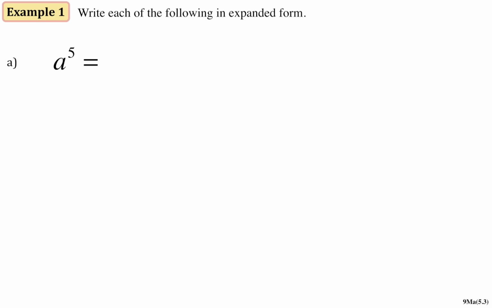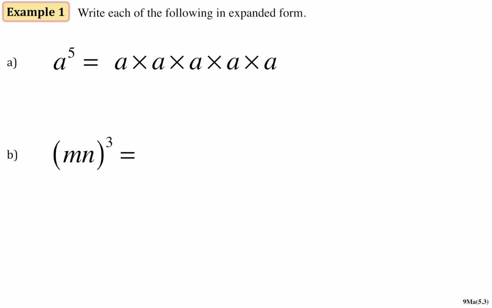Let's try our examples now. We need to write a to the power of 5 in expanded form, so that means we're multiplying a by itself 5 times: a times a times a times a times a. So there's 5 a's there with multiplication signs in between them. Part B, mn is in brackets and it's to the power of 3, so we multiply mn by itself 3 times, so we get mn times mn times mn.